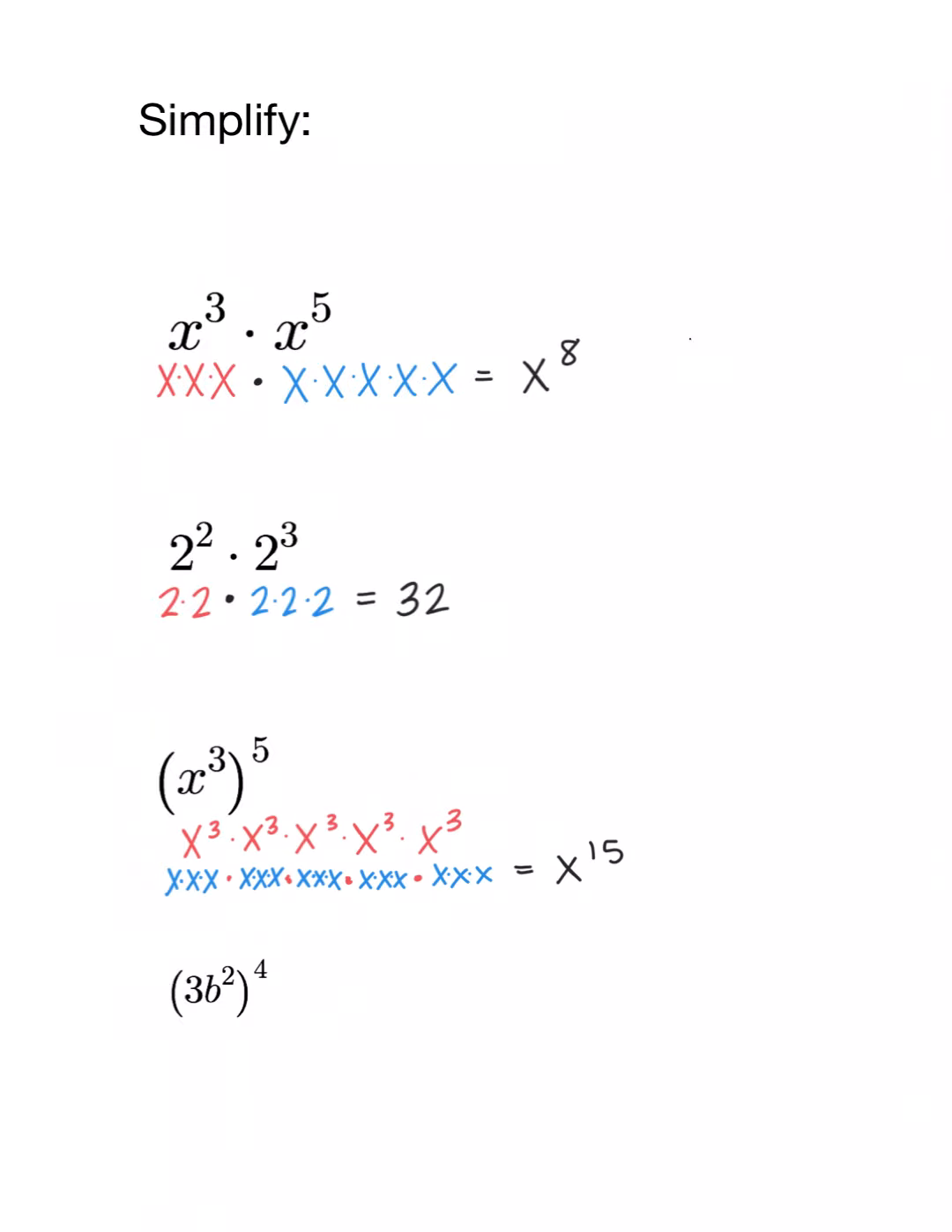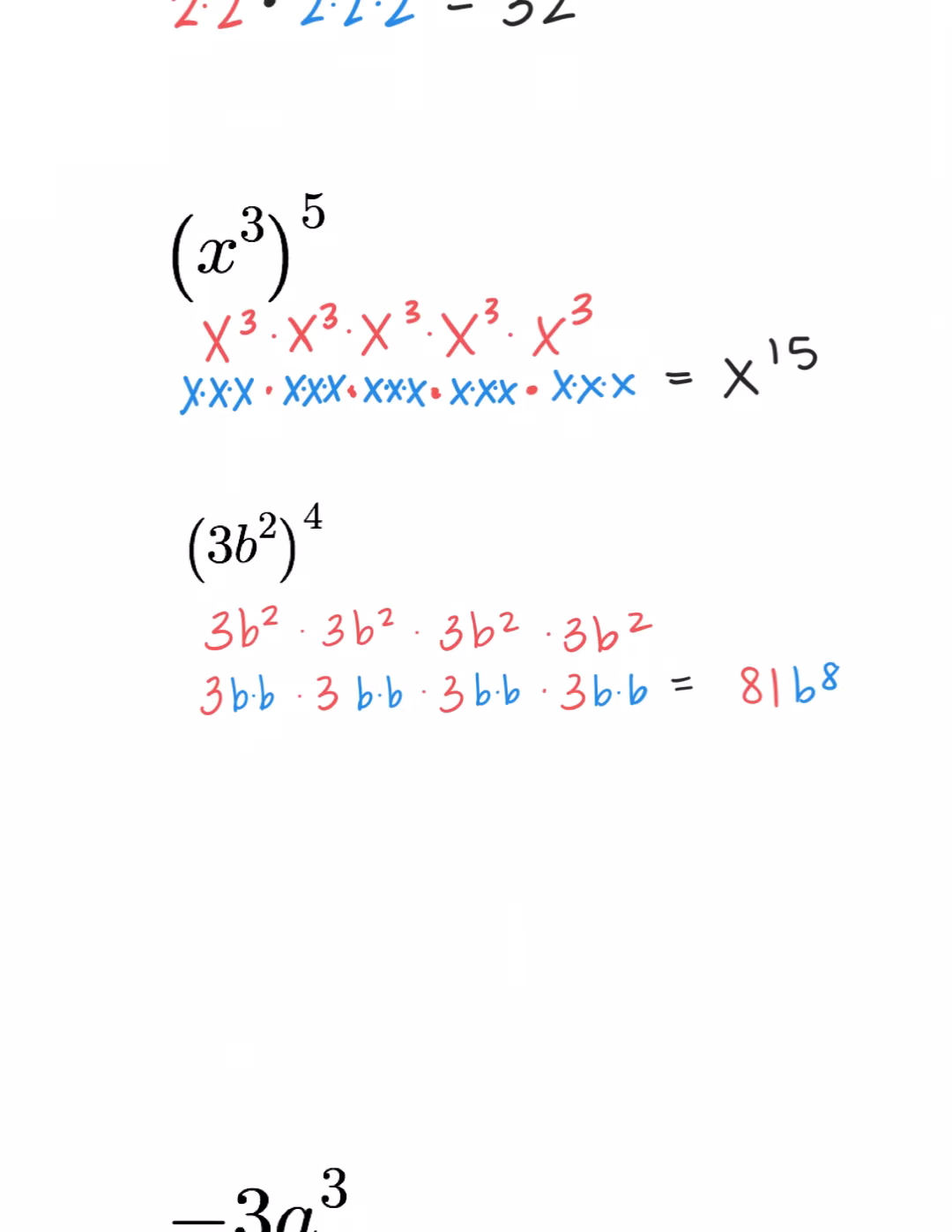For this next one, x cubed to the fifth would mean x cubed written out 5 times and multiplied together. Each x cubed represents 3 x's being multiplied together. Altogether, we have 15 x's being multiplied together, or x to the 15th.